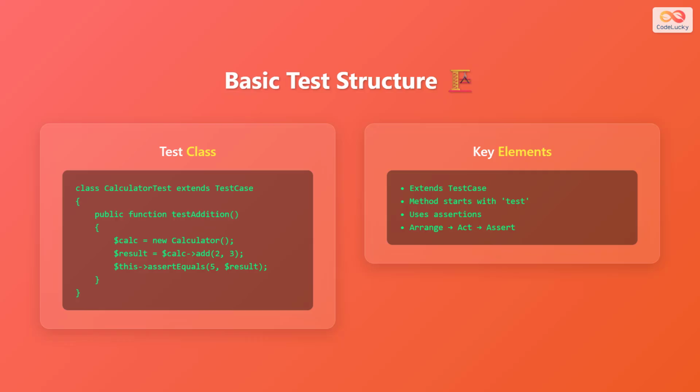The key elements of a test case are that it extends TestCase. The name of the method should start with the word test. It should use assertions. It should follow the arrange, act, and assert pattern.